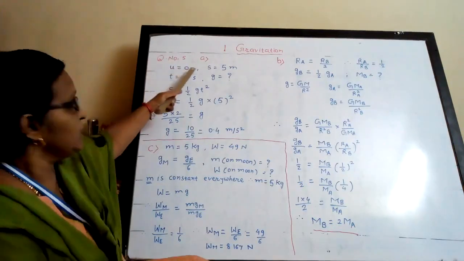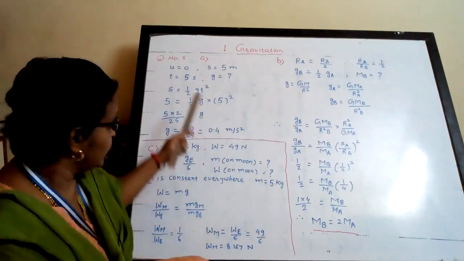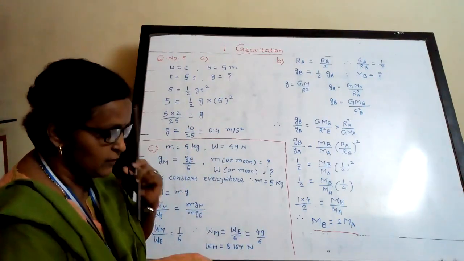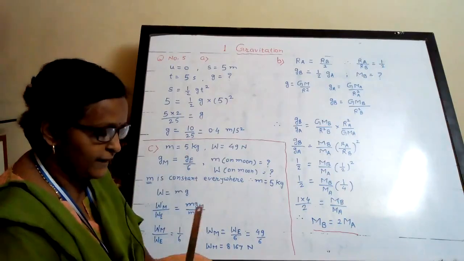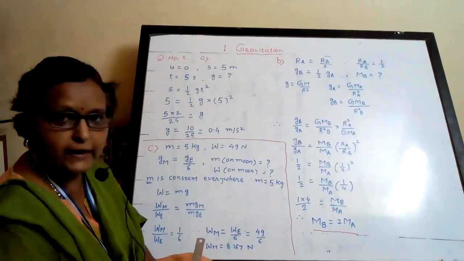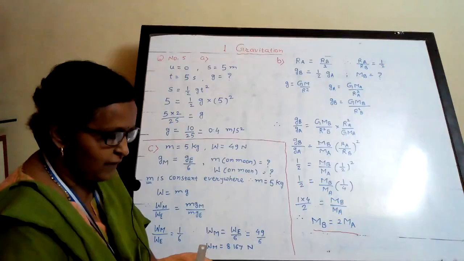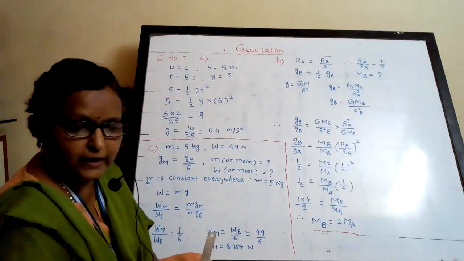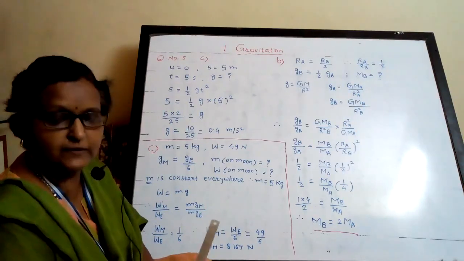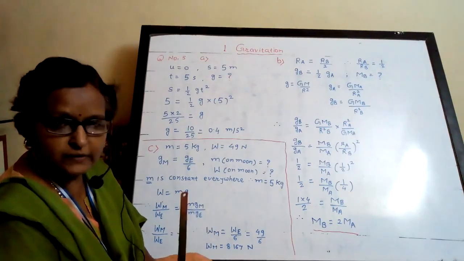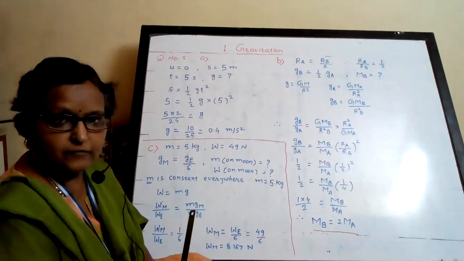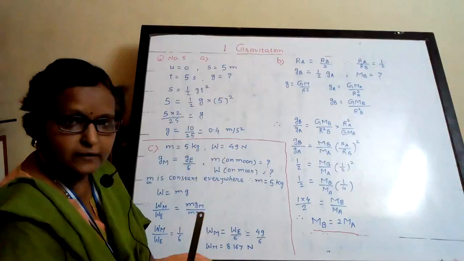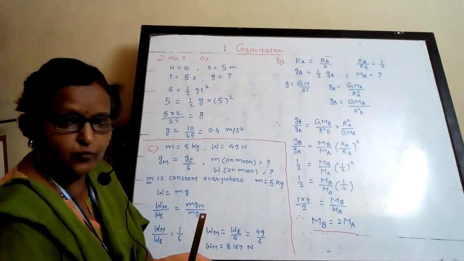Question number 5a in your exercise. That example is: an object takes 5 seconds to reach the ground from a height of 5 meter on a planet. What is the value of g on the planet? So acceleration due to gravity on the planet is asked. What we have to do when such types of questions are asked?